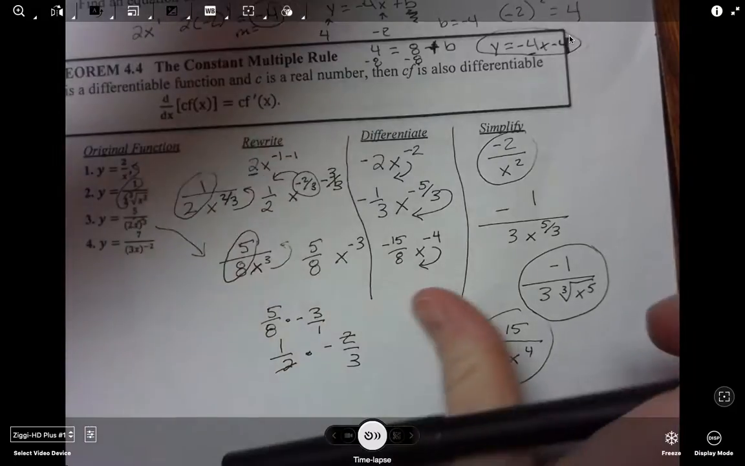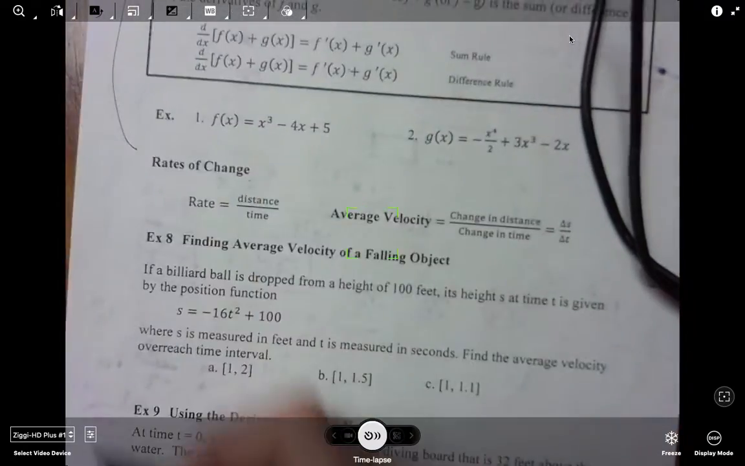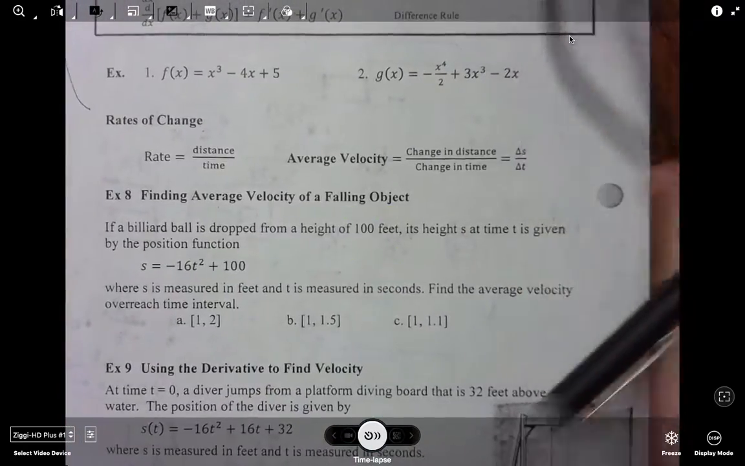All right? One more thing on the backside. Oops. I don't have a backside. You do. Let's go over these examples, and then we'll talk about rates of change when I come back on Thursday.